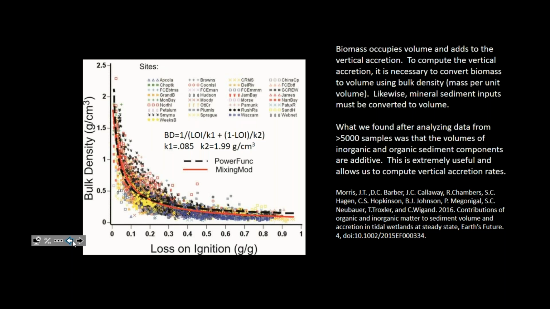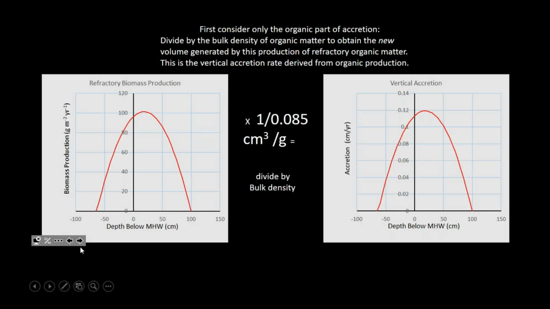But this is really handy to know, because now, if you know the mass inputs of the mineral matter and the organic matter, you can calculate the volume, and then therefore you can calculate the change in elevation of the marsh. So that's how I do this. That's how the model works these days.